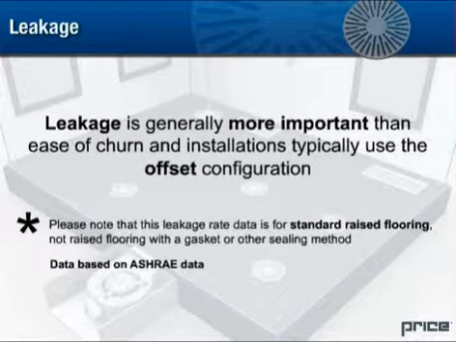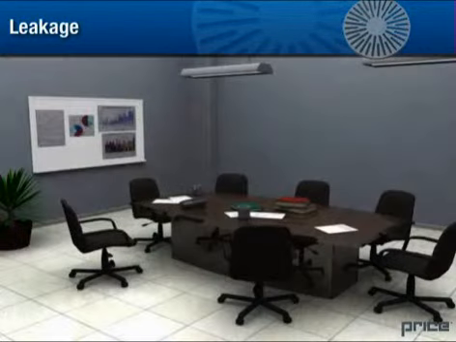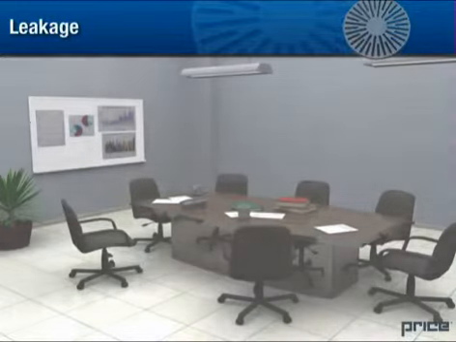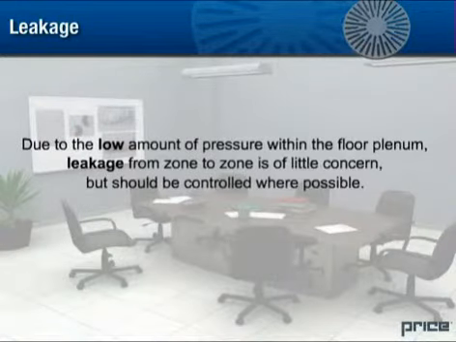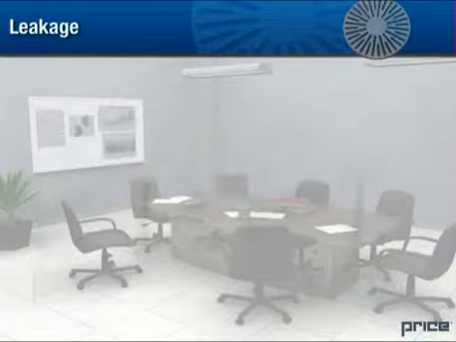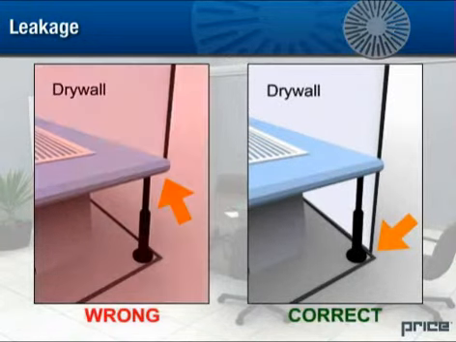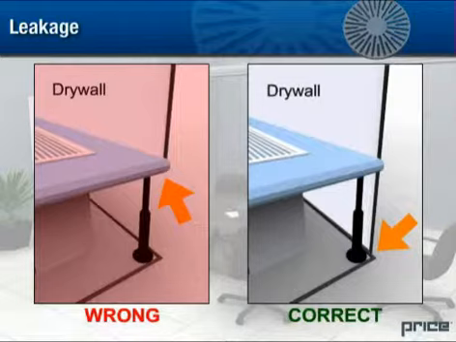sealing method. Installing underfloor partitions from the floor slab to the underside of the raised floor will isolate special rooms, such as conference rooms. Due to the low amount of pressure within the floor plenum, leakage from zone to zone is of little concern, but should be controlled where possible. Another crucial way to minimize leakage in the plenum space is to ensure that the drywall installations for each room do not just stop at the floor panel level, but reach all the way down to the floor slab.